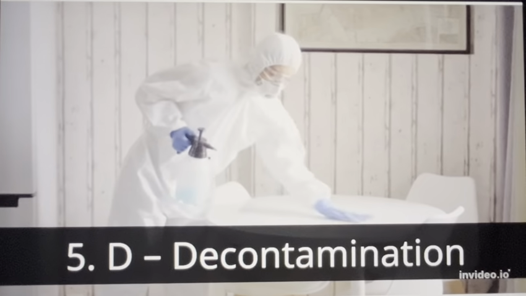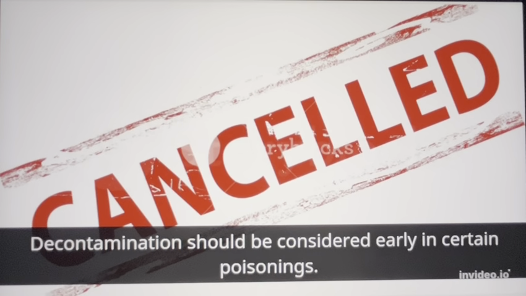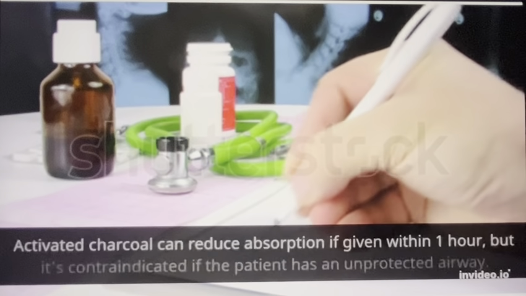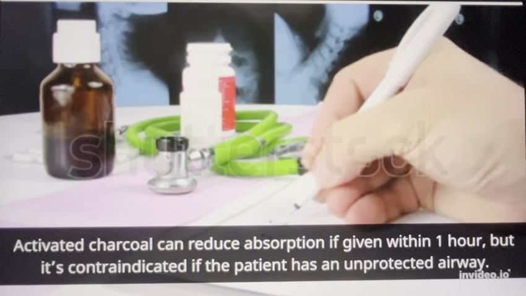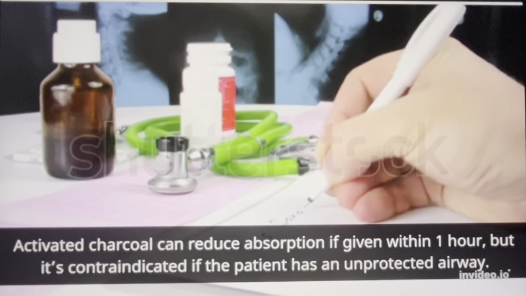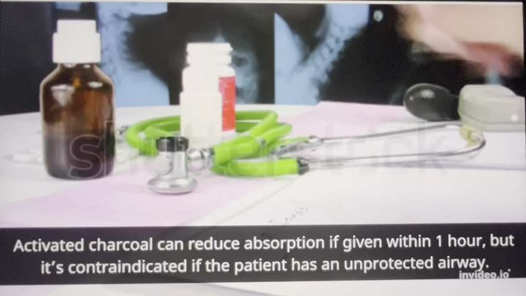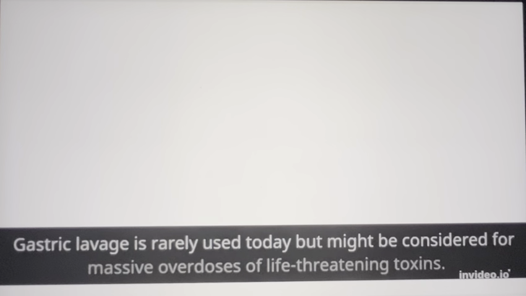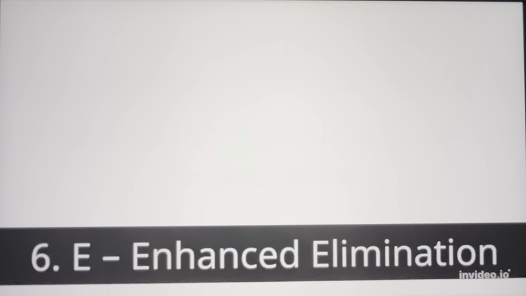5. D. Decontamination. Decontamination should be considered early in certain poisonings. Activated charcoal can reduce absorption if given within 1 hour, but it's contraindicated if the patient has an unprotected airway. Gastric lavage is rarely used today but might be considered for massive overdoses of life-threatening toxins.